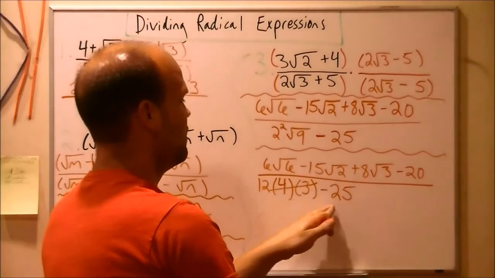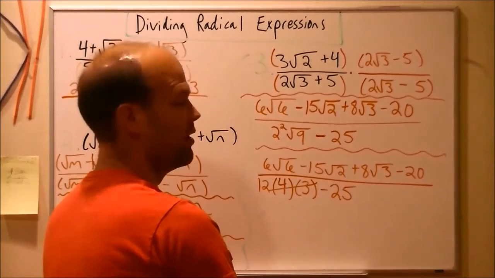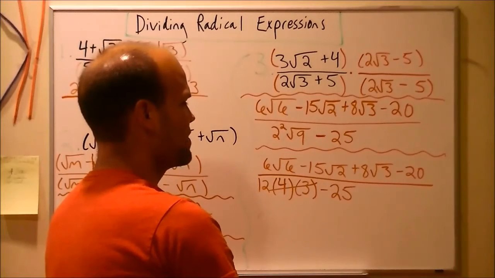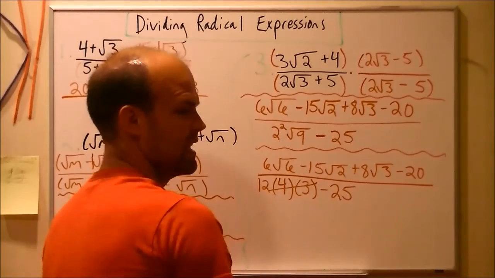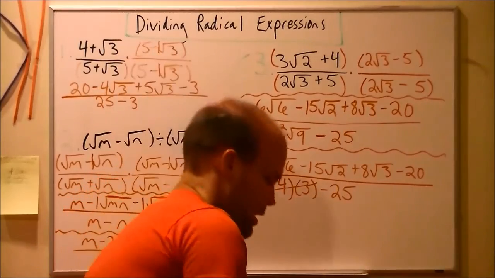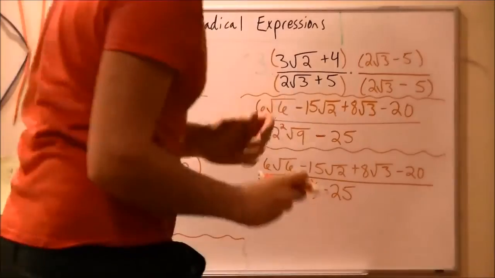Okay. So we have 12 minus 25. What's 12 minus 25? That's a positive number, that's a negative, so let's just subtract them. And let's say we have 25 minus 12.